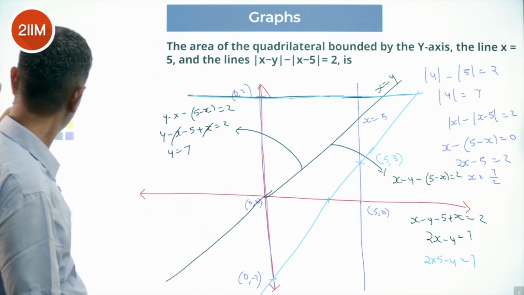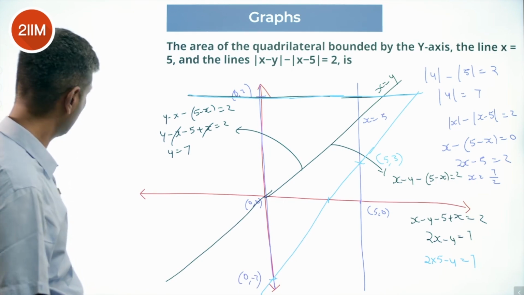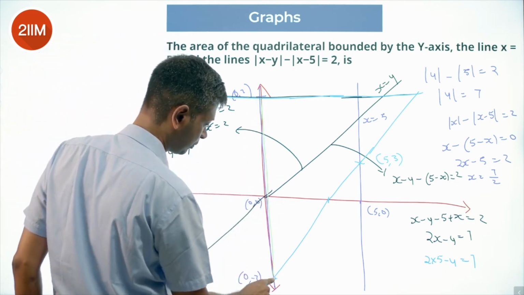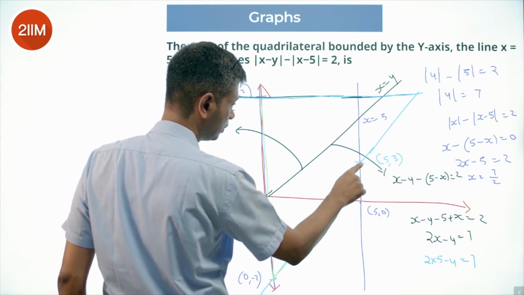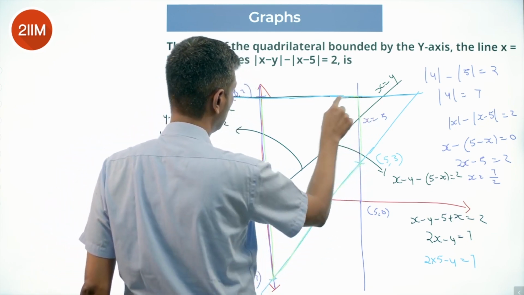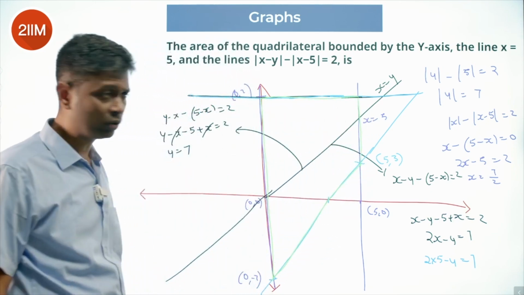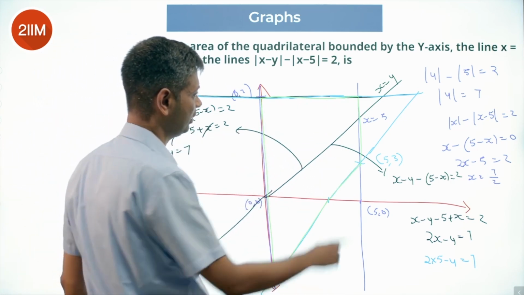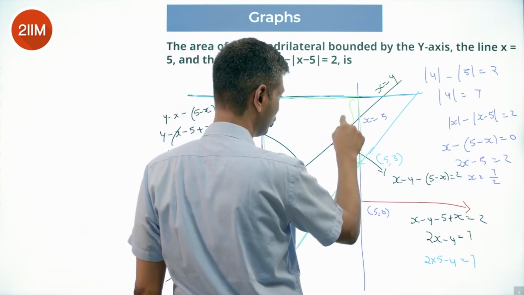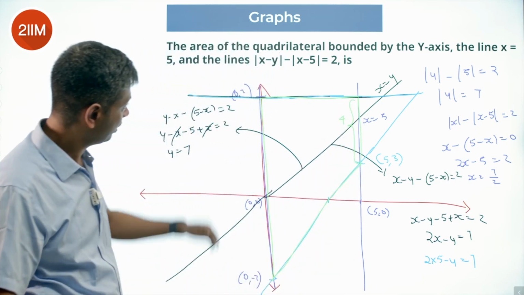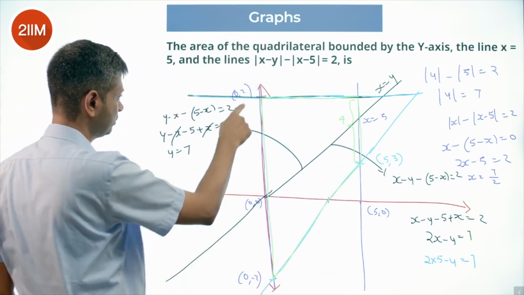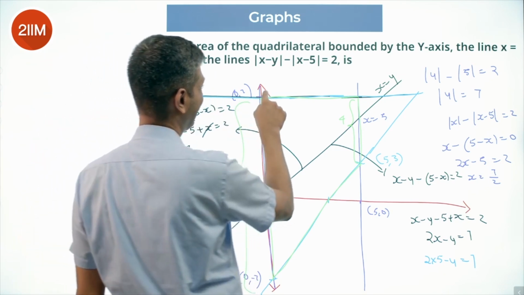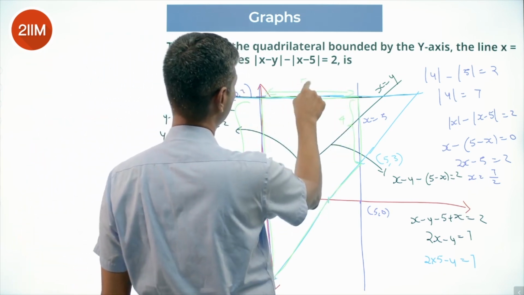So we'll pick another interesting color. So we're looking at this, and this. This beautiful trapezium. It cuts at 5, 3 and at 5, 7. So this length is 4. It cuts at 0, 7, 0, minus 7. This length is 14. The height is 5.